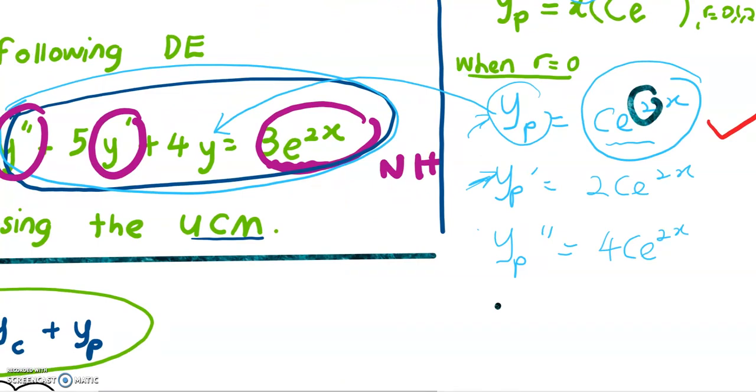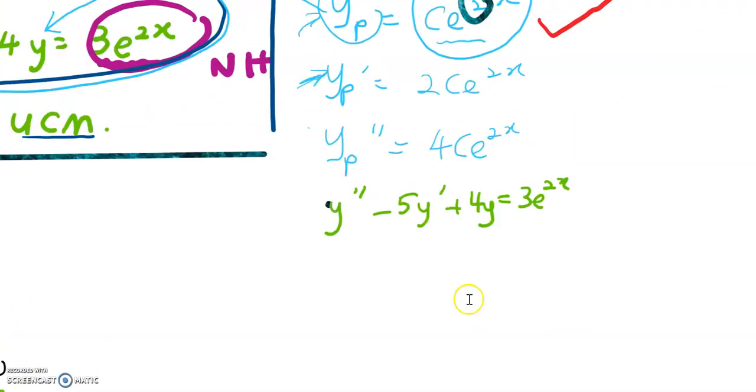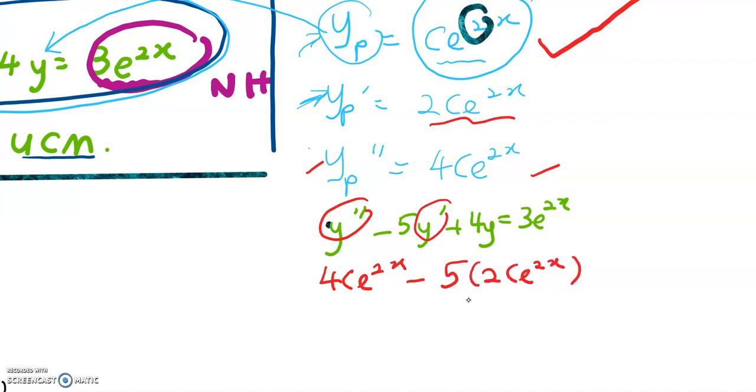Okay, so kita go back to our question. Soalan kita tadi y double prime tolak 5y prime tambah 4y sama dengan 3e^2x. Okay, lepas tu saya nak buat apa? Okay, lepas tu saya masuk dalam maklumat yang saya ada tadi. y double prime yang ini. So saya ada 4Ce^2x tolak 5 y prime saya apa? y prime kita ni tadi, darab 2Ce^2x. Okay, tambah 4 y kita apa? y kita ni tadi yang ni. So, Ce^2x sama dengan kanan 3e^2x.